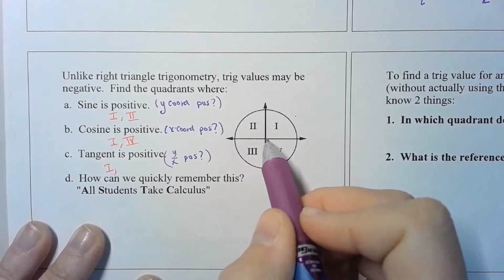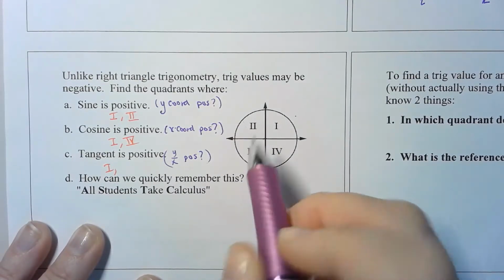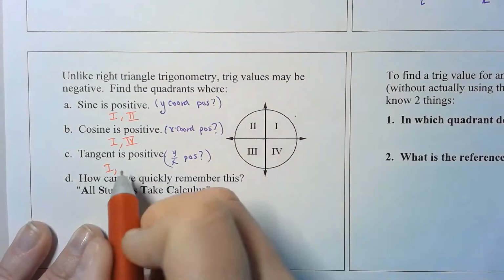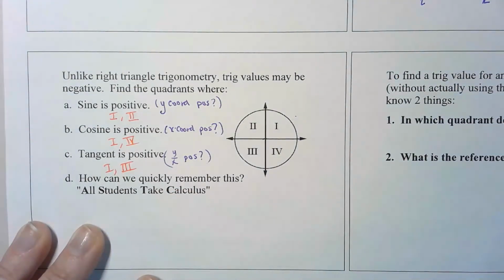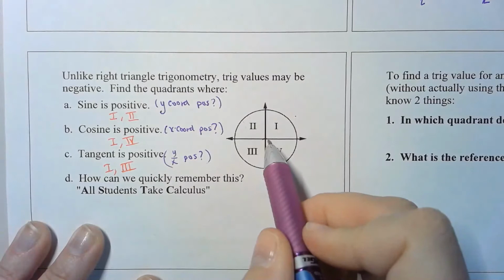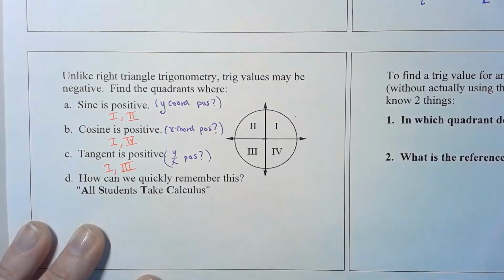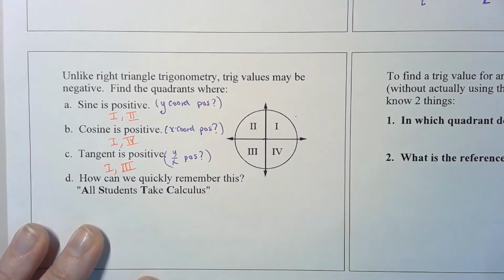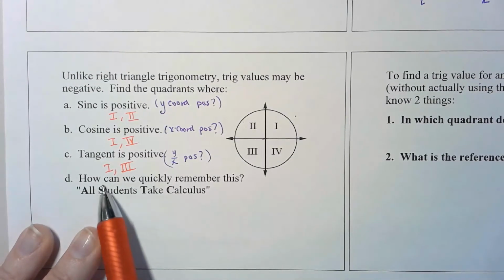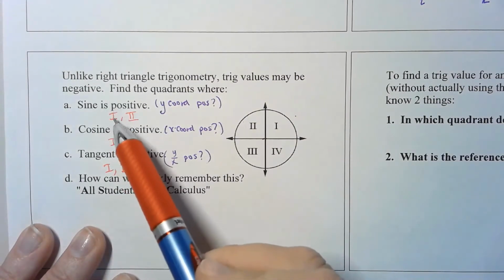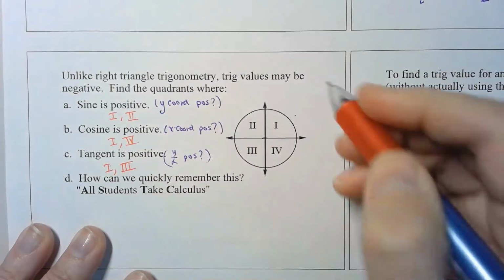When I go into the third quadrant, x is negative and y is negative. Oh, a negative divided by a negative is a positive. And if I go into the fourth quadrant, x is positive and y is negative, so a negative divided by a positive is a negative. Okay, so notice they are all positive in quadrant 1.